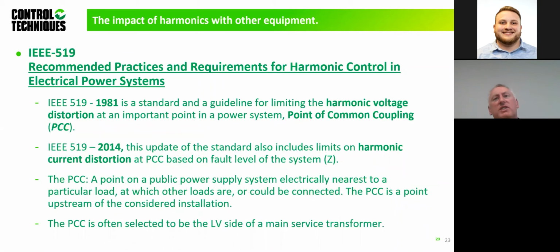Okay, so what's there to help us try to minimize these harmonics? There's IEEE 519 in the US. There's two versions: the 1981, which was mainly based on the voltage distortion at the point of common coupling, and then in 2014 they brought it out with the limits of current distortion. Current distortion has been used a lot.